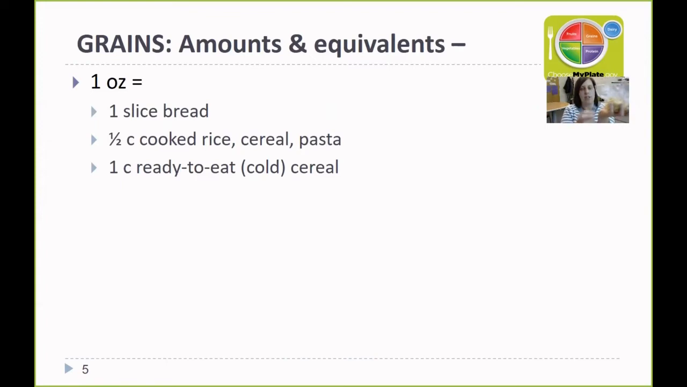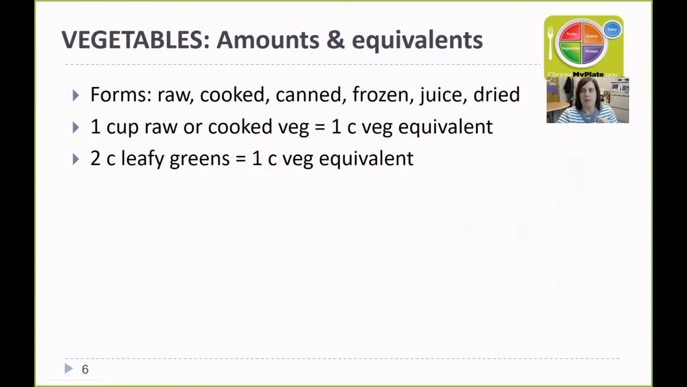So you can just do your best guess as an estimate of how much you've consumed if you consume cold cereal. The next food group we're going to talk about is vegetables. So vegetables in Choose My Plate can be in any form. Sometimes it surprises people, but you can actually have a canned form or a frozen form or juice or a raw form, and those are all part of the dietary guidelines.